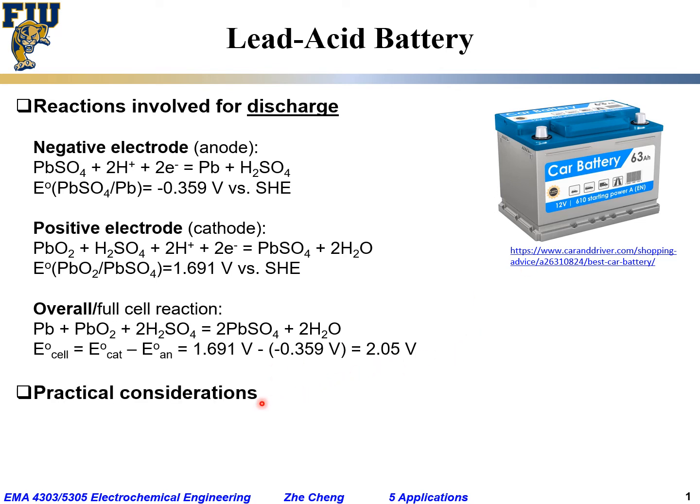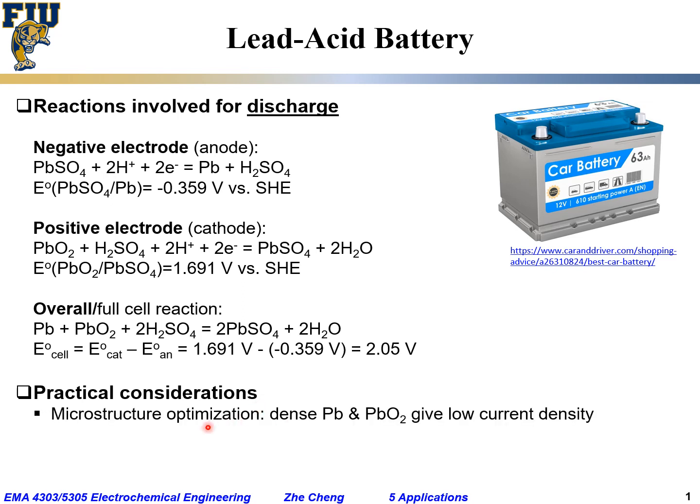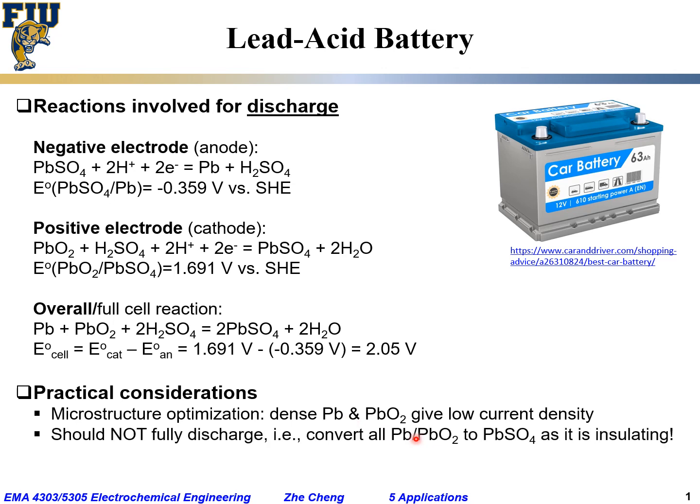Okay, and for practical considerations, when you start to consider practical, what would happen? Because we are going from lead to lead sulfate, from lead oxide into lead sulfate, we need microstructure optimization, because if we only have dense lead and lead oxide, we would have low current density because of limited surface area. And on the other hand, we should not fully discharge, which means convert completely from lead and lead oxide into lead sulfate, because lead sulfate is insulating.